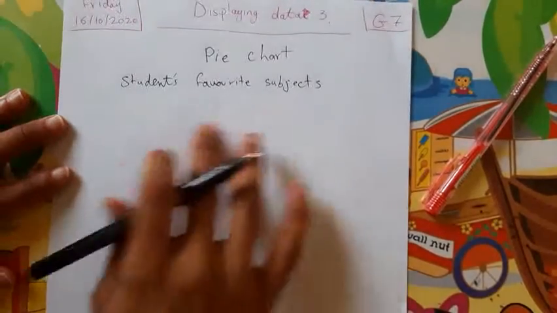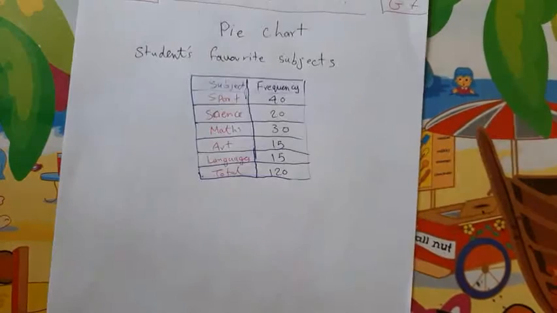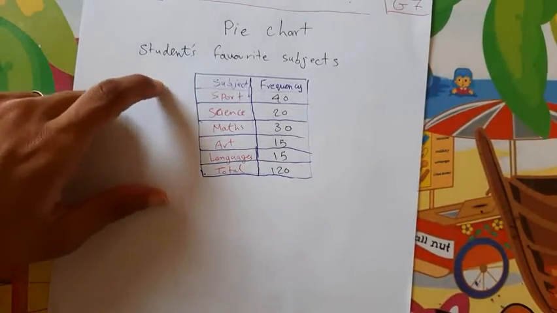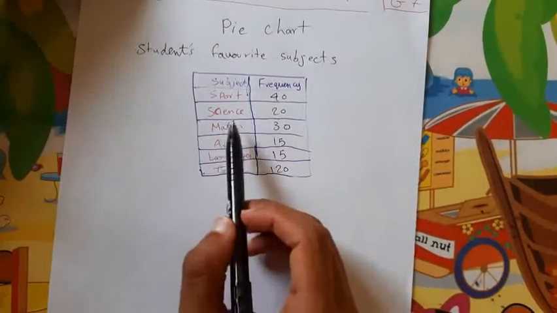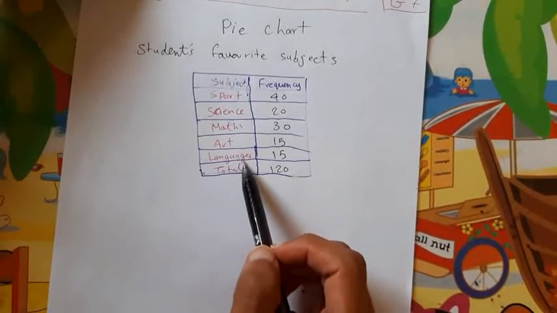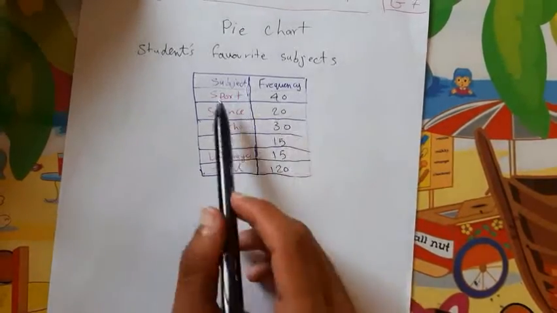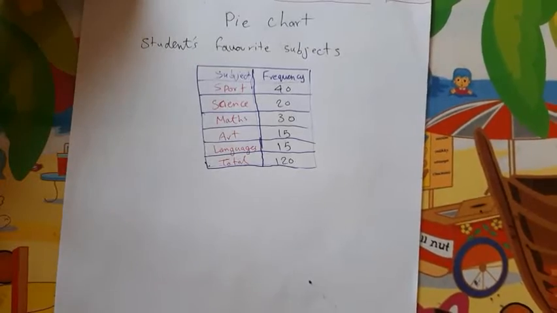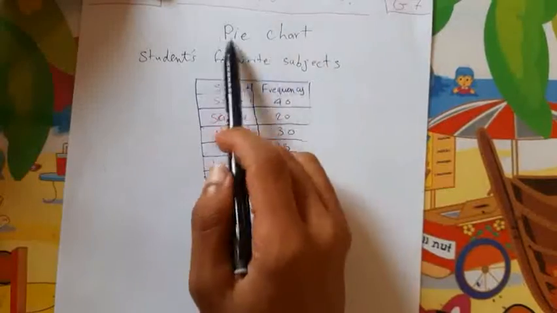Let me just draw the frequency table of that example. So this was the frequency table for the data of the students' favorite subjects. The subjects were sport, science, math, art, and languages. And these were the numbers of students favoring the corresponding subjects. So today we're going to display this data using the pie chart.